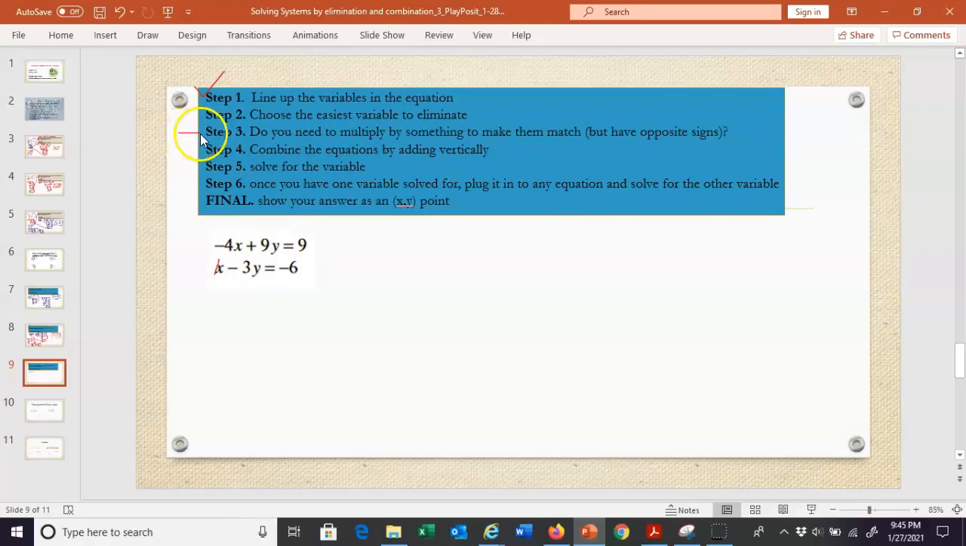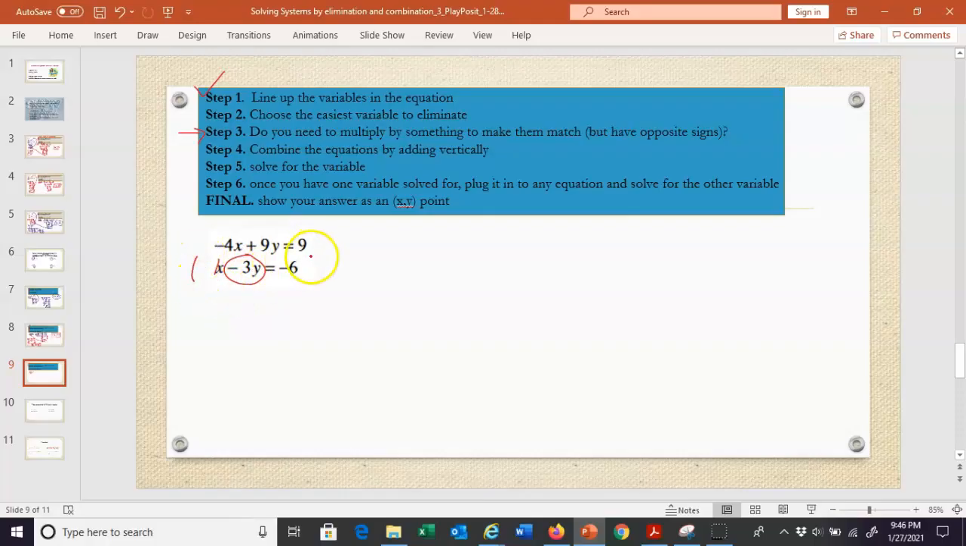So let's move to step 3 and see, do we need to multiply by something to make them opposites? The answer here is yes. So it's kind of up to you guys. We can pick. If we want to make the x's opposites, what would we need to multiply x by? 4, right? Because this is a negative 4 and we need this to be a 4. And it's already a 1. What if we wanted the y's to be opposite? What would we need to multiply this by to make it a 9, right? Because we want it to be an opposite 9. And we'd have to multiply by 3.